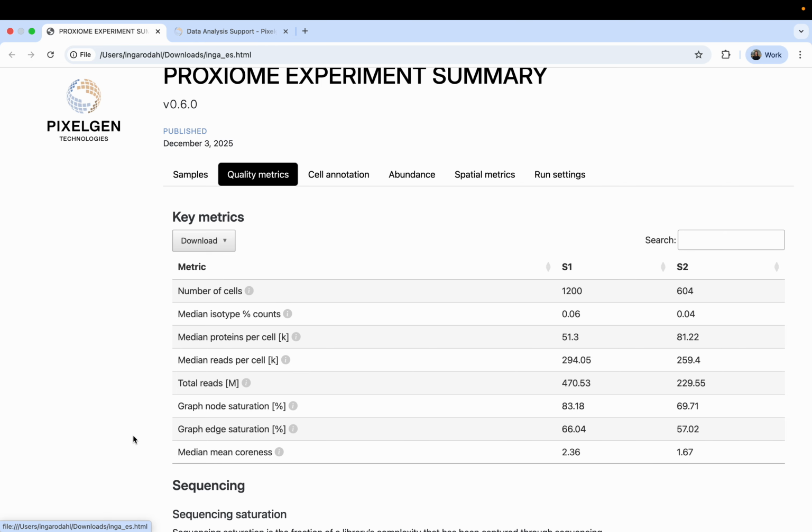Another metric to see if they have been sequenced sufficiently is to look at the saturation. Here we have the graph node saturation, which represents the proteins, and then we have the graph edge saturation, which is the links in between each protein. We want the graph node saturation to be above 70%, which we see it's well above for sample 1, whereas for sample 2 it's basically at just the threshold. Then for the graph edge saturation, we want it to be above 40%, and that is the case for both of these samples.